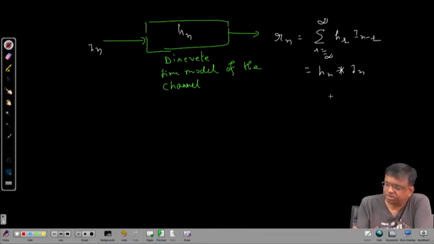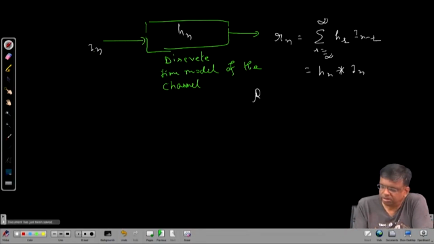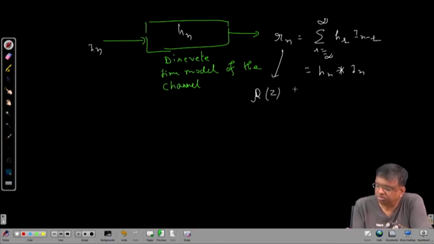Therefore, if I take the Z transform, this is the Z transform of Rn, this is the Z transform of Hn, this from Iz. Now, from Rn our purpose is to recover In, exactly if possible, because In is what was transmitted.